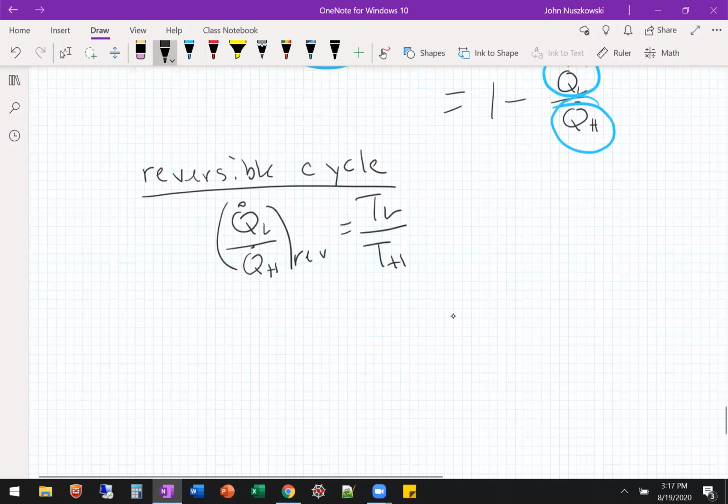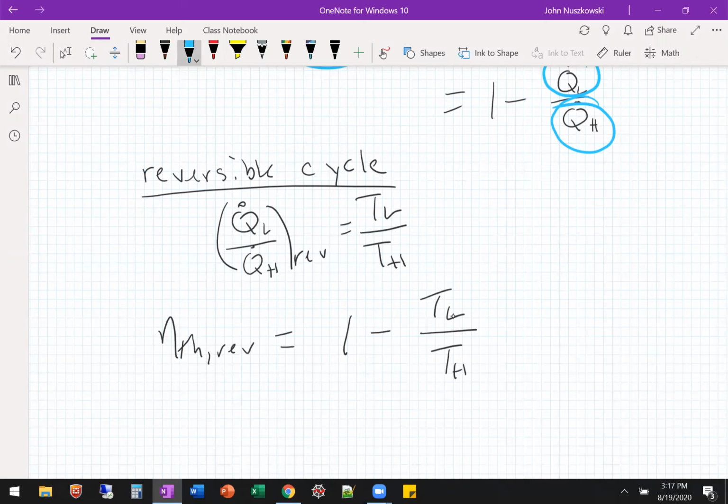So that would make the thermal efficiency of a reversible one 1 minus TL over TH. Okay. So that's the temperatures. So that we do have TL, we do have TH, but why can we use this? I know we determined we are going to use it, but why can in this problem use the reversible cycle for the heat engine?